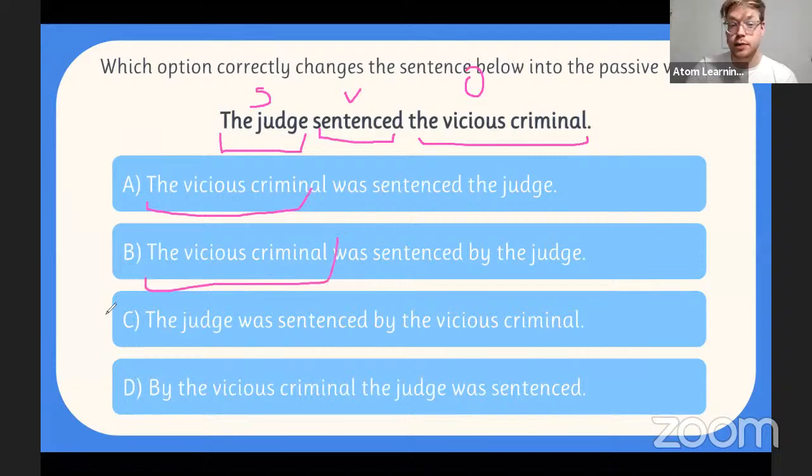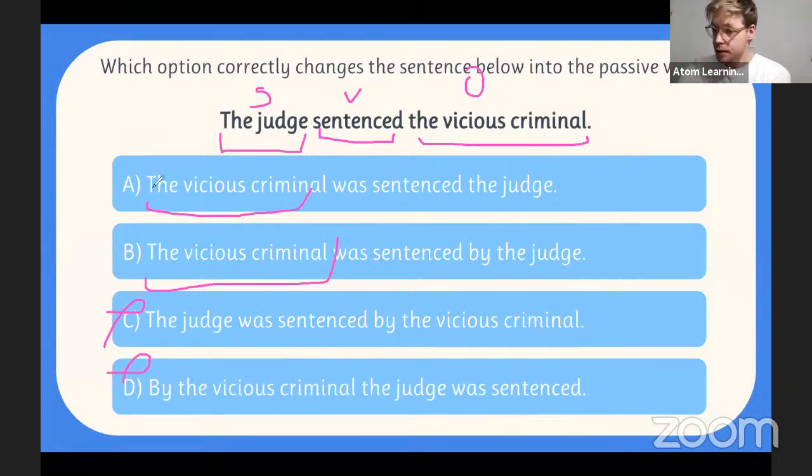So that means we can get rid of C and D because the object is not before the verb was sentenced. So I know D is just wrong because D is all over the place. D is just having one of those weeks. D needs to go and chill in a sauna, have a bath, write out its goals, and maybe speak to its family member or friend, loved one, and just sort out its order. It's a bit of a mess. Nothing wrong with it, but it just needs a little bit of TLC, because by the vicious criminal the judge was sentenced, the syntax is all wrong in that sentence.